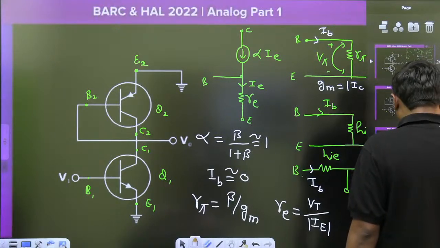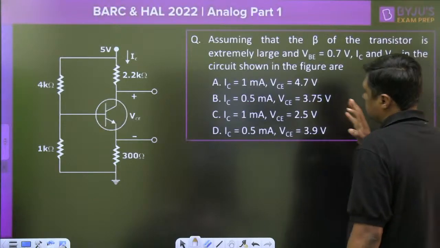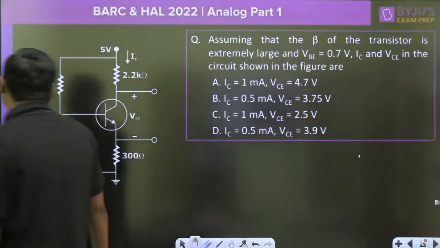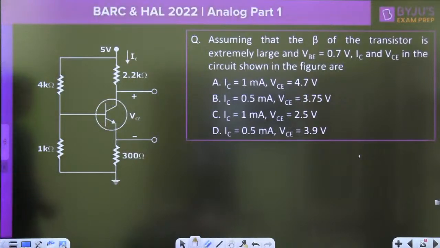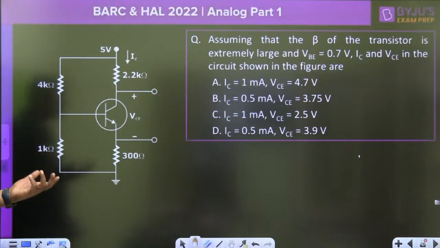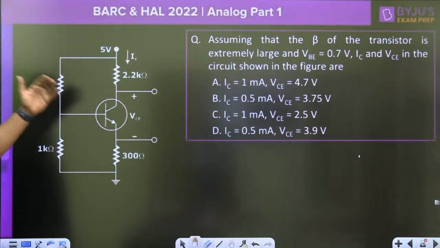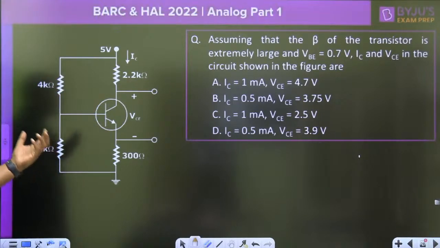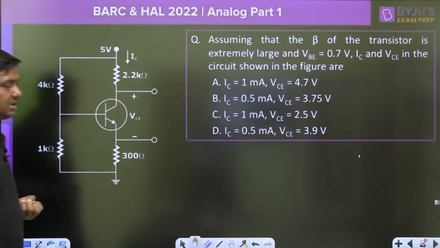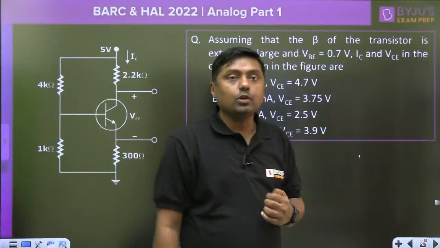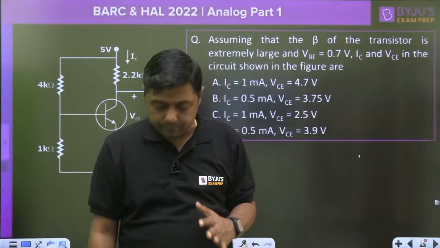Sometimes we get very easy questions like this from BJT, for electrical and electronics students. What will be the answer? Sometimes we get the values 4 kilo ohm, 1 kilo ohm, 2.2 kilo ohm, 300 ohm. What will be the value of IC and what will be the value of VCE in this question?